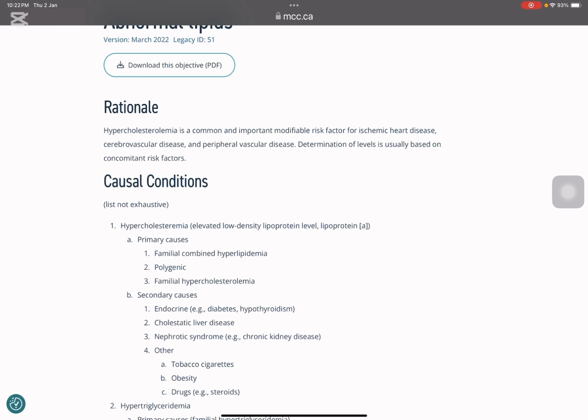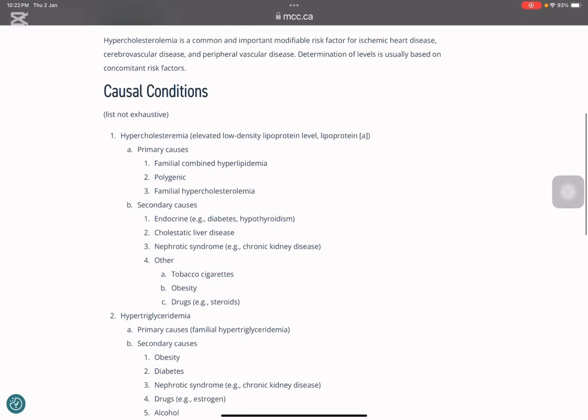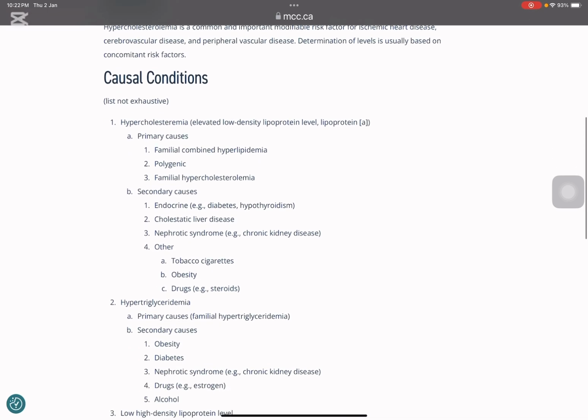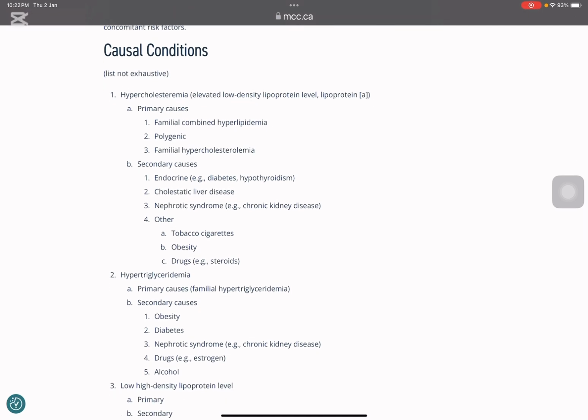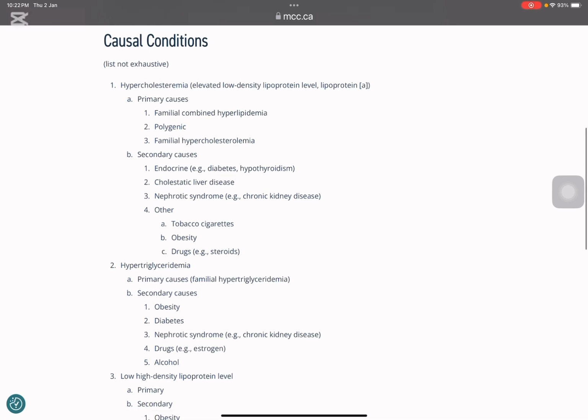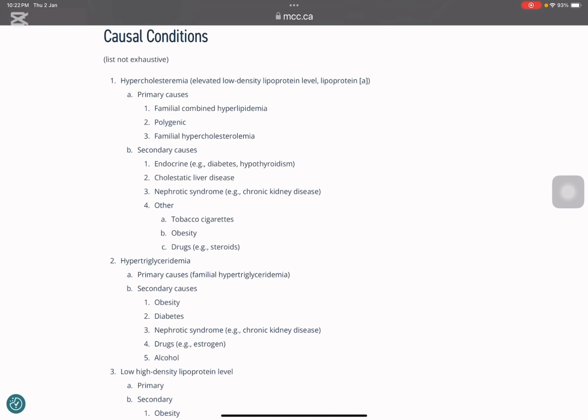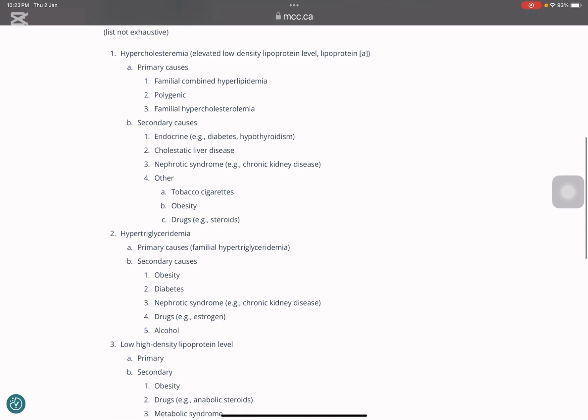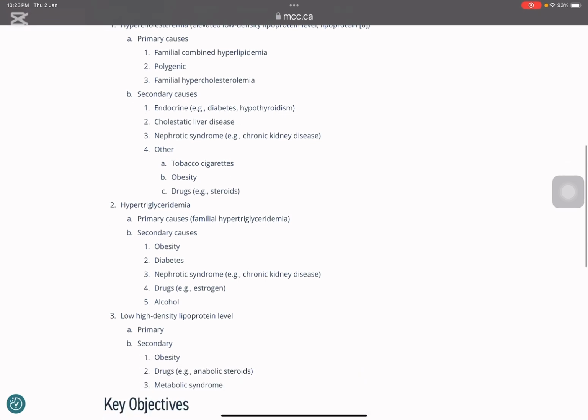Determination of level is usually based on the concomitant risk. Causes of hypercholesterolemia are elevated LDL and lipoprotein A. Primary causes are familial combined hyperlipidemia and polygenic familial hypercholesterolemia. Secondary causes are endocrine, such as diabetes and hypothyroidism, cholestatic liver disease, and nephrotic syndrome like CKD. Other causes are tobacco, cigarettes, obesity, and drugs like steroids. Hypertriglyceridemia is another type of hyperlipidemia. The primary cause is familial hypertriglyceridemia, and secondary causes are obesity, diabetes, nephrotic syndrome, and drugs like estrogens and alcohol.